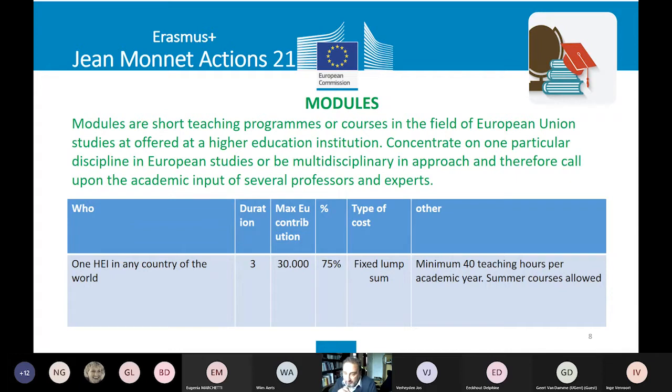So in concrete terms, here the minimum is 40 teaching hours per year. Summer courses are allowed. These 40 teaching hours can be shared among different professors. For instance, the academic coordinator or the module leader of the project, if selected, can deliver only 2 or 3 hours because he has other types of activities within the project to do, and another professor will do the rest of the teaching to reach the minimum of 40 teaching hours.